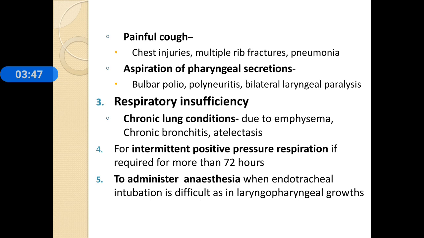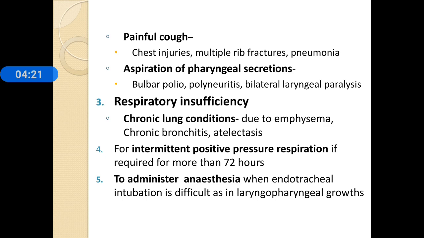Now, painful cough can also result in retained secretions. Chest injury, rib fractures, pneumonia. Aspiration of pharyngeal secretions can also result in retained secretions. So, bulbar polio, polyneuritis, bilateral laryngeal paralysis. So, all of these conditions result in retained secretions, and then a tracheostomy becomes indicated. A third is respiratory distress or insufficiency. Chronic lung conditions like emphysema, chronic bronchitis, and atelectasis.